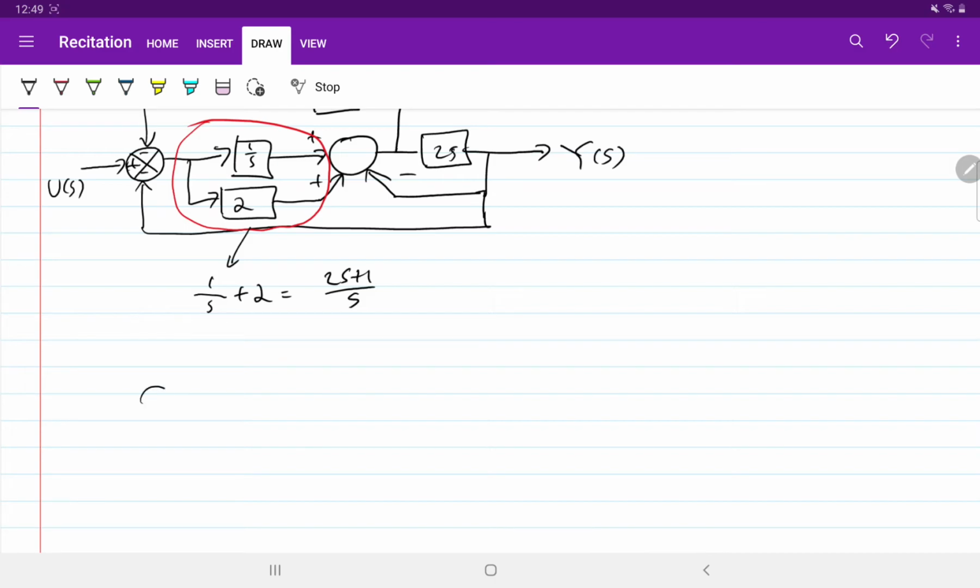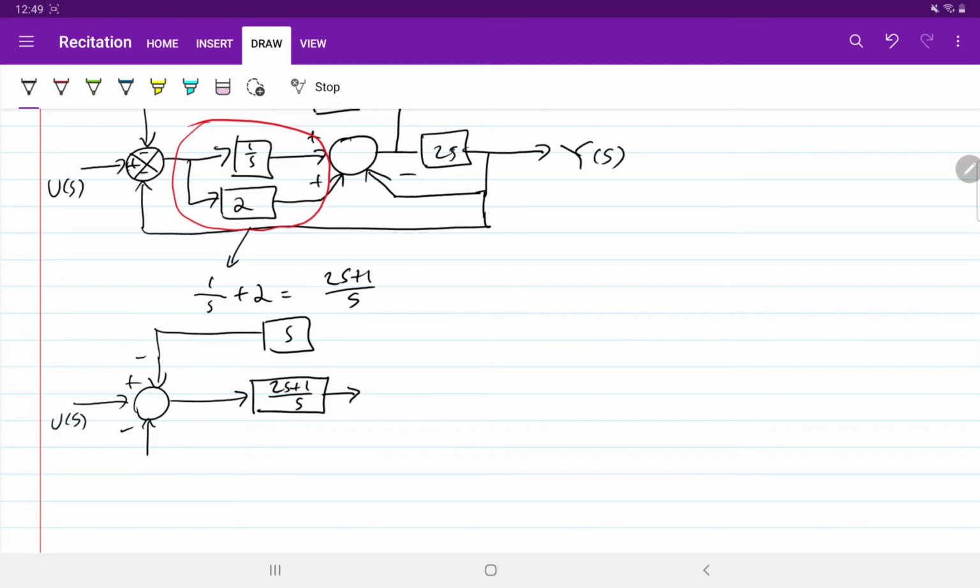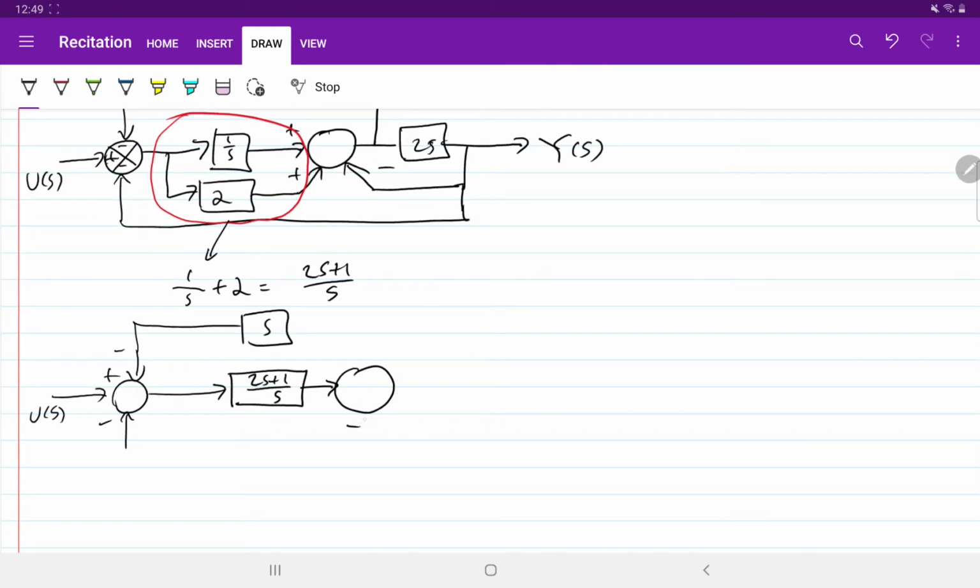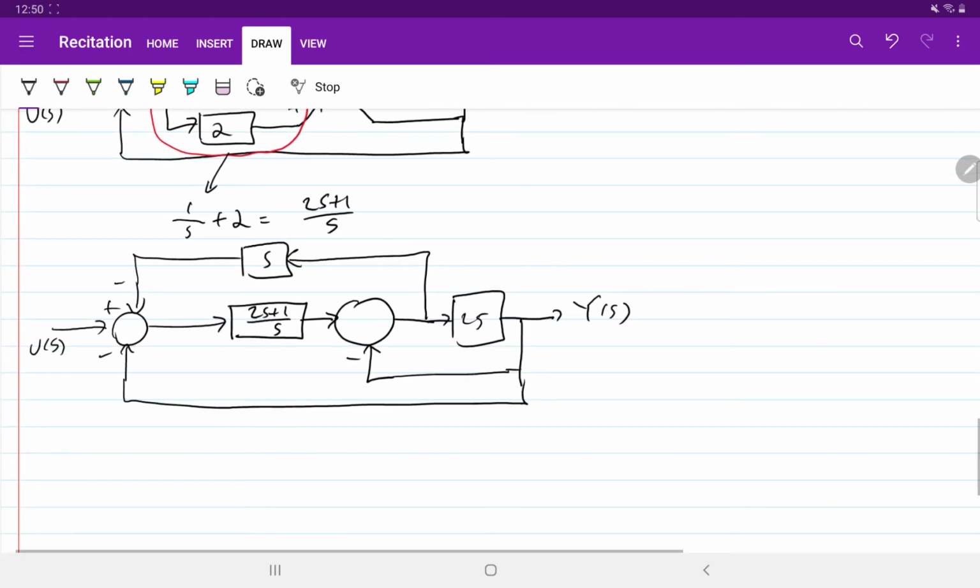So the first simplification is, this is U(s), plus minus, feedback 5. Now we have 2s plus 1 over s, and then this is feedback. This one is 2s Y(s).